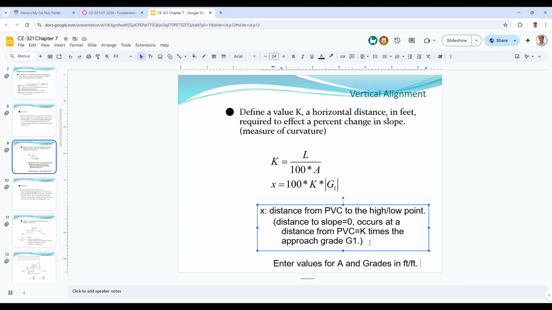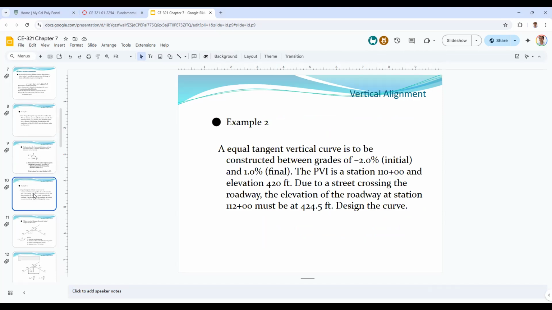The overall idea is that you figure out the K value, how much length is being used to change the grade by 1% for any curve. And then you multiply that by the initial grade to figure out the high or the low point. High point for the crest curve, low point for the sag curve. Okay. Let's do a couple more examples here. Okay, so I have 2 more examples.